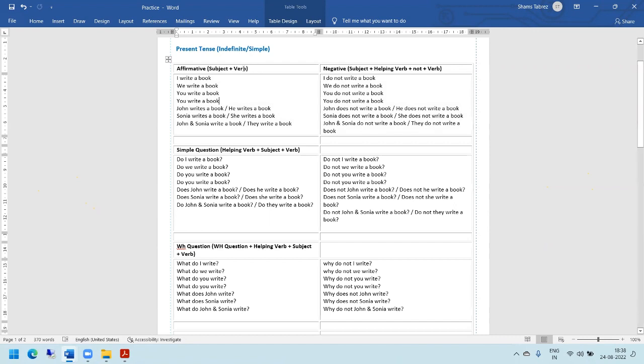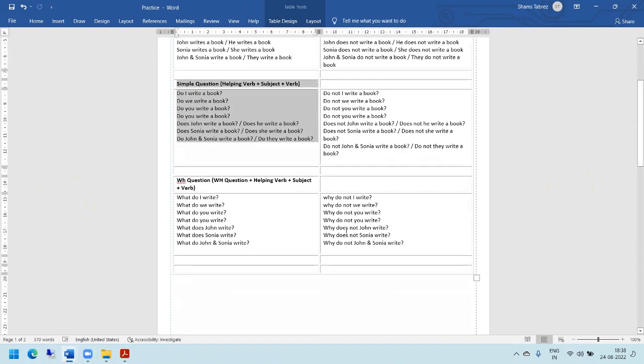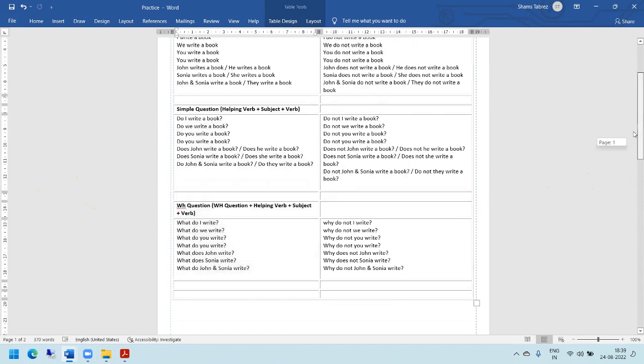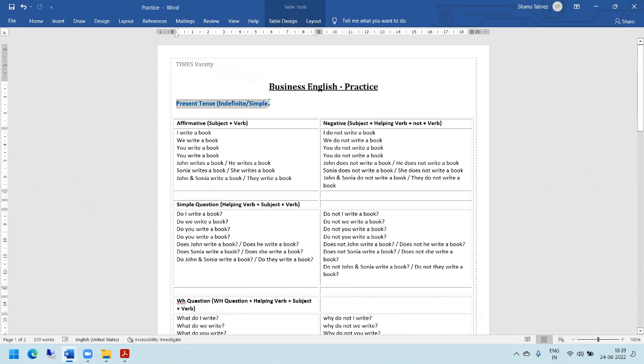But we need to understand the syntax, how it works in different sentences, what we would like to express. If we would like to express a simple or positive sentence, then it should be an affirmative sentence, or a negative sentence if it is negative. If we want to ask a simple question, then this should be the syntax. If it is a WH question, then it should be asked like this. Okay, so this completes present indefinite.